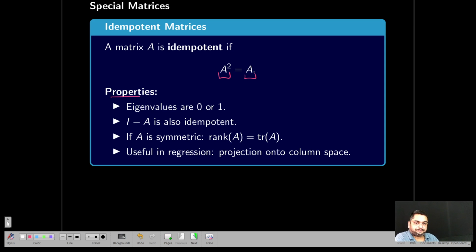What are the properties? Eigenvalues are always 0 or 1. Subtracting A from I is also idempotent. That means if A is idempotent, then I minus A is also idempotent. If A is symmetric, okay, we already studied symmetric matrix where the elements on either side of the diagonal are the same, rank of A equals trace of A. It is used in regression and projection onto column space. We'll come to this.